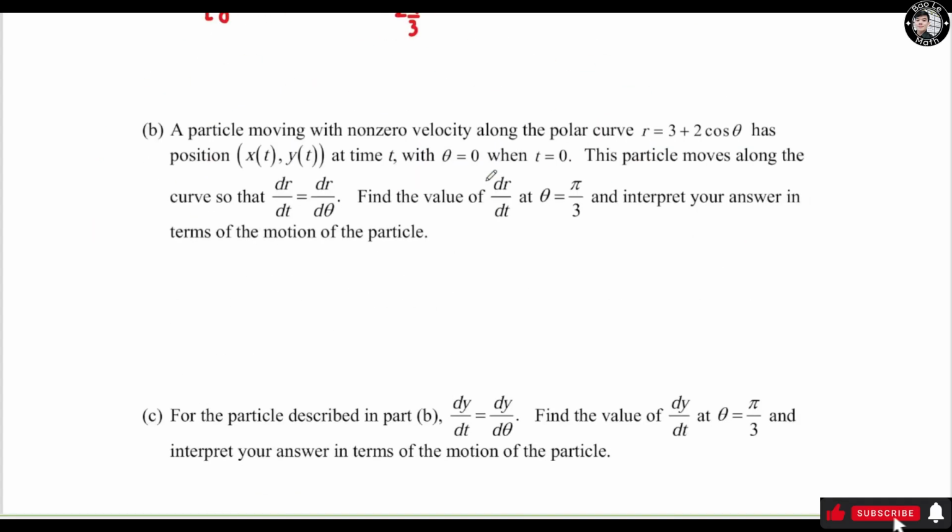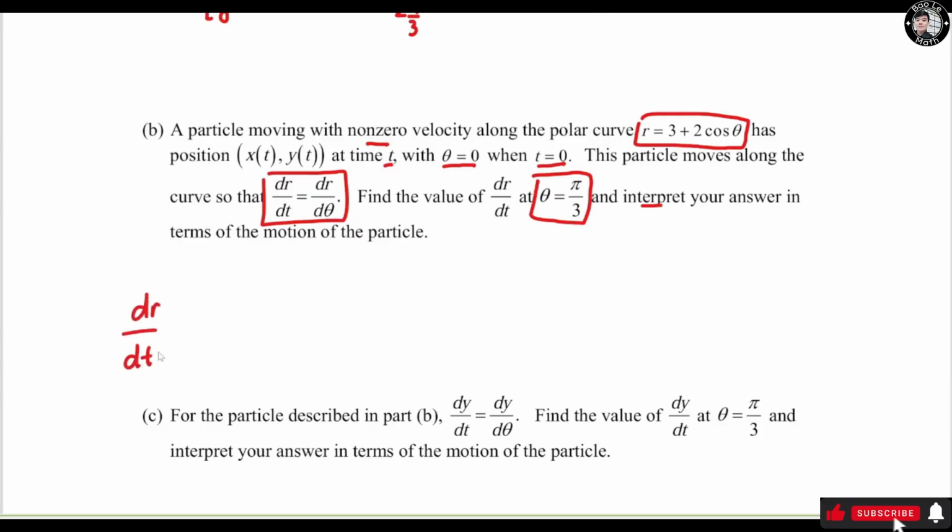Now question B. A particle moving with non-zero velocity along the polar curve r equals 3 plus 2 cosine theta has position x of t, y of t at time t, with theta equals 0 when t equals 0. This particle moves along the curve so that dr over dt equals dr over d theta. Find the value of dr over dt at theta equals pi over 3 and interpret your answer in terms of the motion of the particle. Alright, so we have dr over dt at theta equals pi over 3.